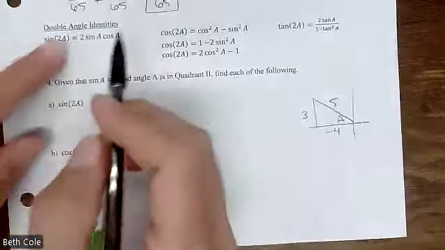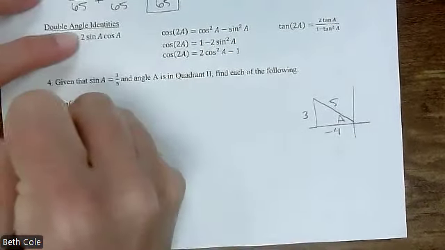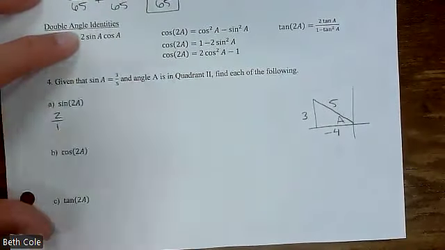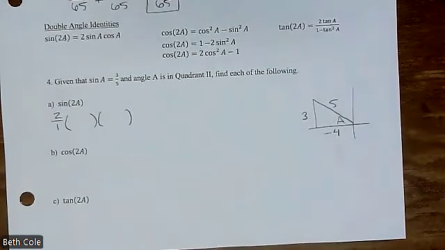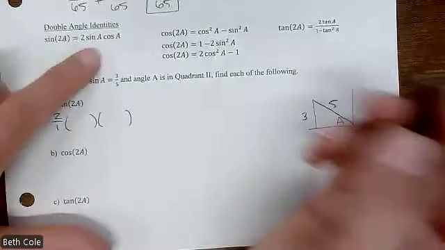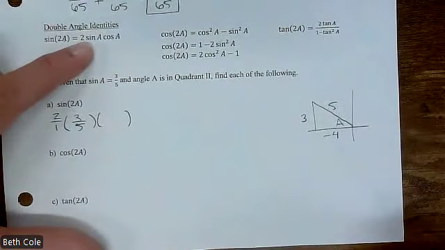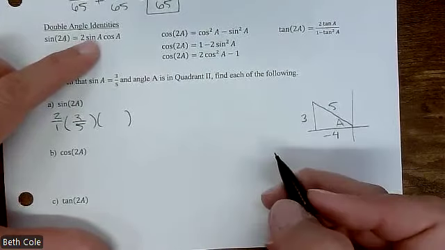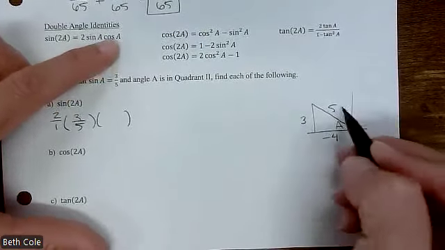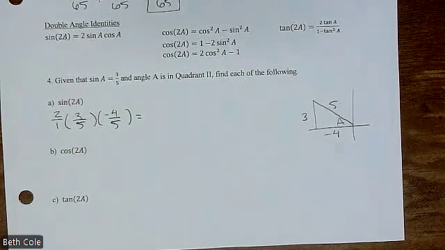So it says sine of 2A. Look where I'm pointing right here. Do you see this? It's going to be 2, which I'm going to write 2 over 1, and then times something. Set it up blank. So the first part says sine of A, which would be 3/5. If it's not on the unit circle, you're back to like opposite over hypotenuse. All right, and then cosine A would be -4/5.